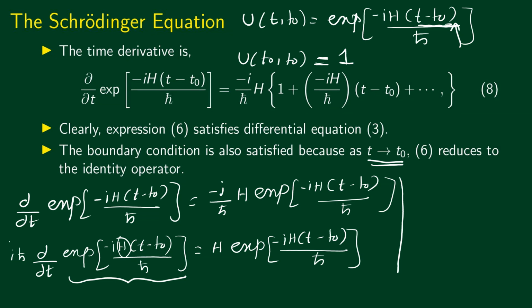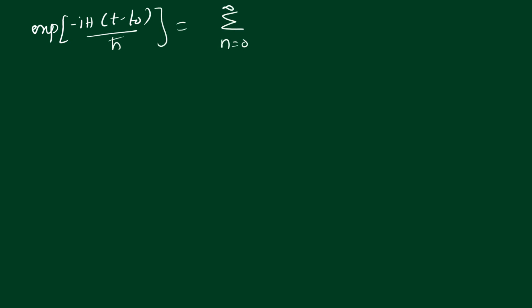Now, just for a little bit more practice, let's repeat the proof using the compact notation. So we have exponential minus iH(t − t0)/ħ equal to the sum over n equal to 0 to infinity of 1 by n factorial times minus iH(t − t0)/ħ, whole raised to n.